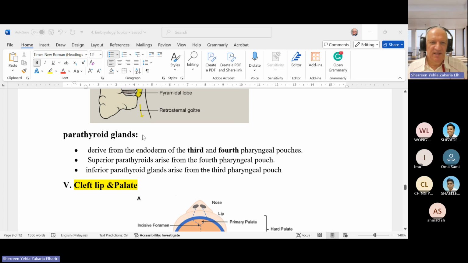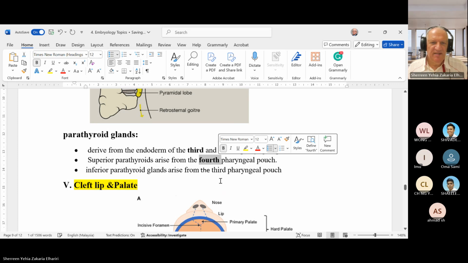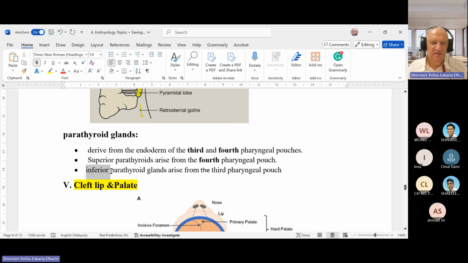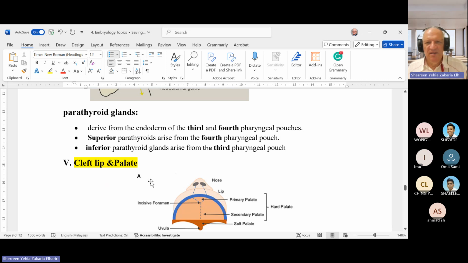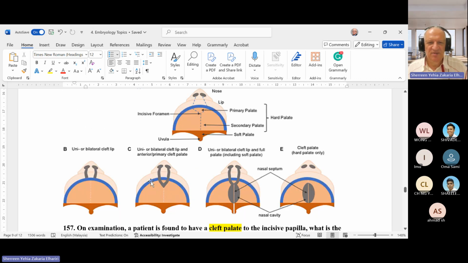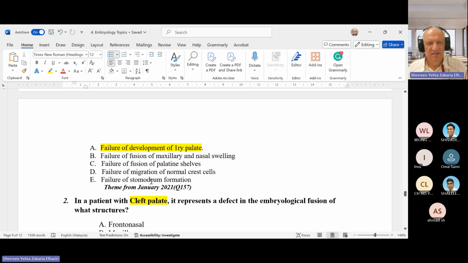Again, the parathyroid gland, as we mentioned, is endoderm, from the third and the fourth pouch. The superior is from the fourth, and the inferior is from the third. It is very basic knowledge, just comes in the exam. Again, in the exam, we have a few questions, maximum 5 questions in embryology. The common questions ask about pharyngeal arches, or about the thyroid and parathyroid, and the commonest also are cleft palate and cleft lip.